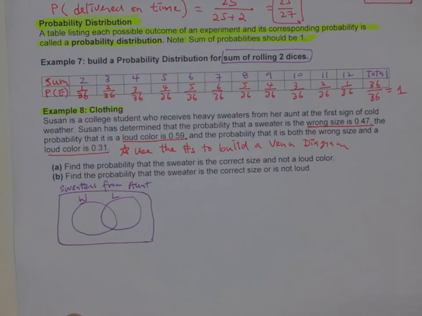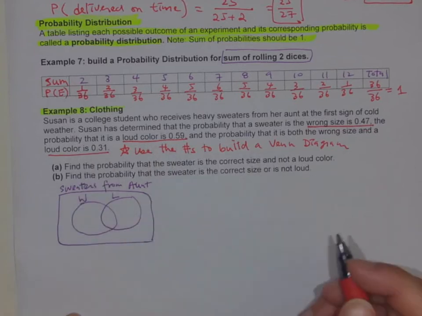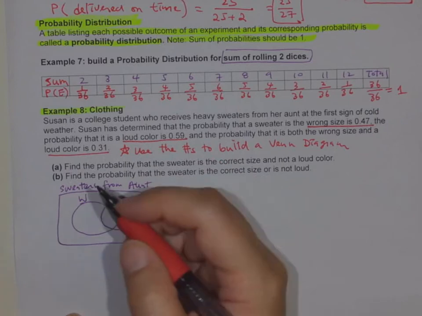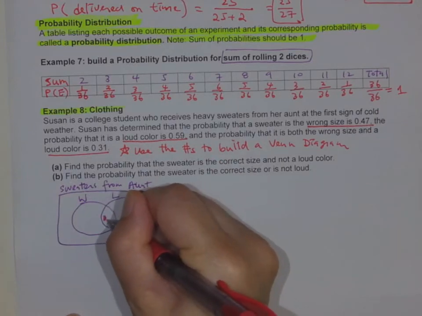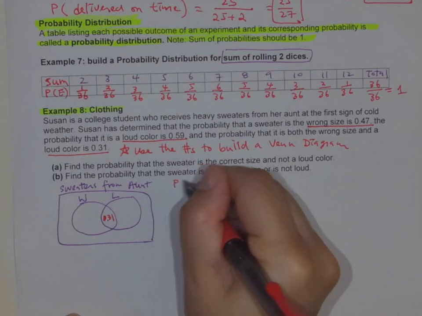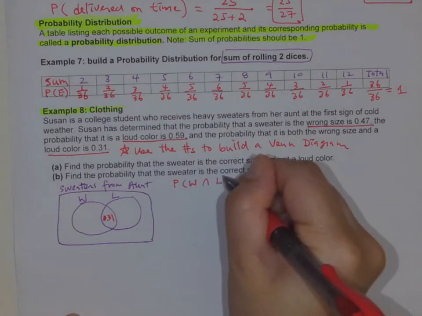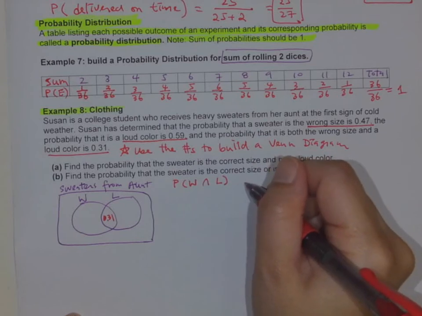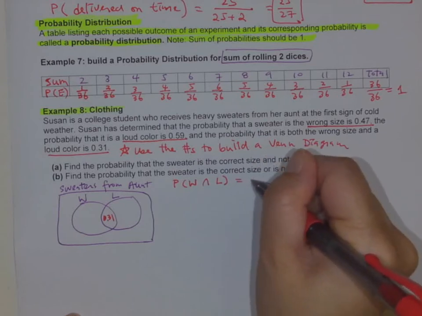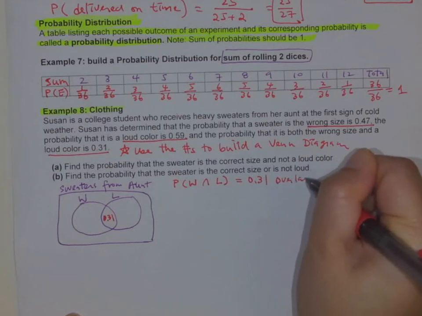And they said the overlapping part is 0.31, so I can use that number, 0.31 here. So I can say the probability of wrong size intersect loud color is 0.31, right? So that's the overlapping part.